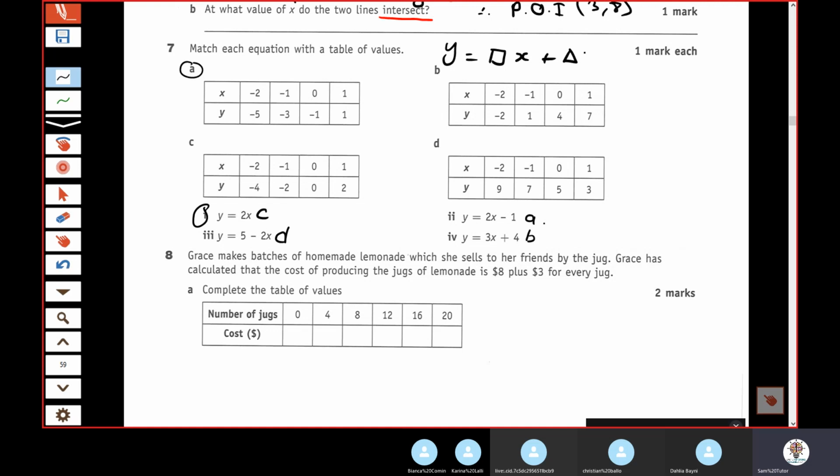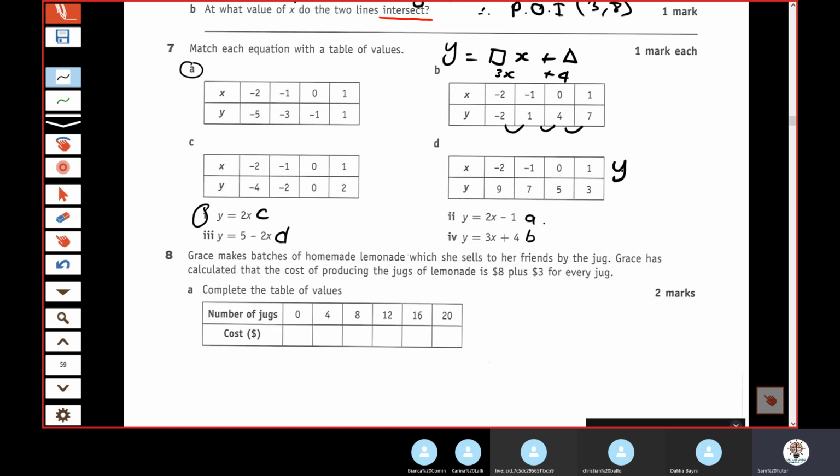Y equals mx plus b. But what do you know the triangle is always? The triangle is the y-intercept, where x is 0. So your triangle for this one is always going to be 4. And then the square is just the number that this is going up by. What number is going up by here? 3. So the answer is 3x plus 4, which is what we just found too.